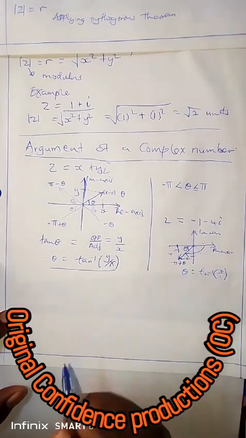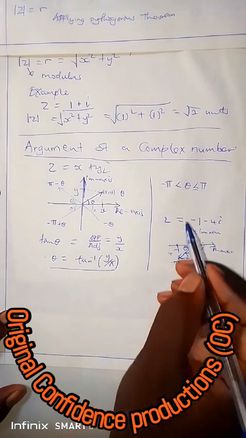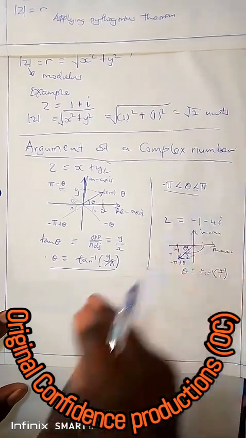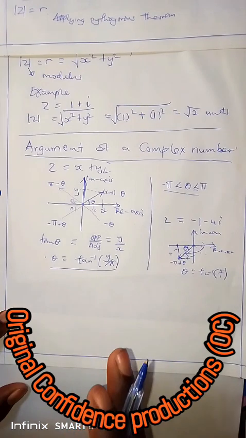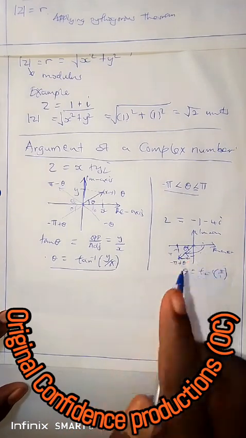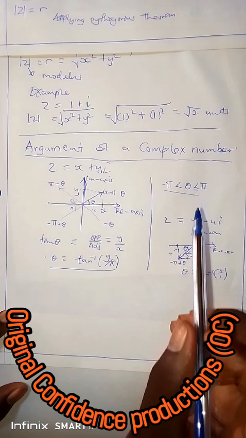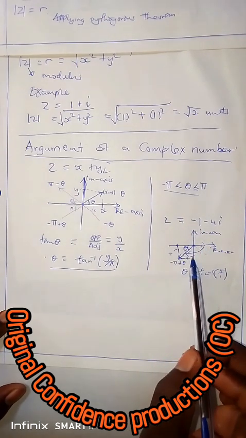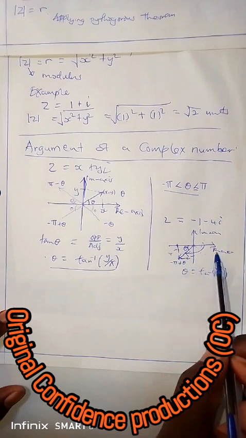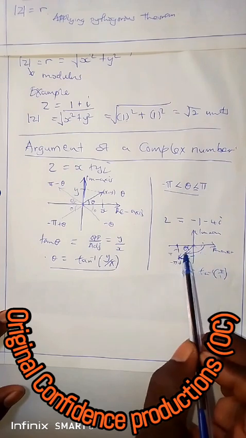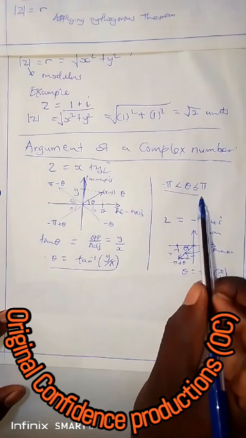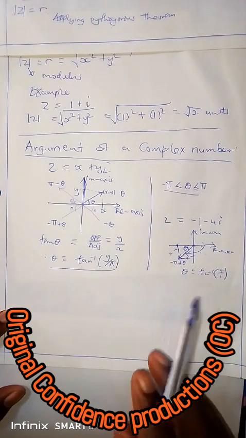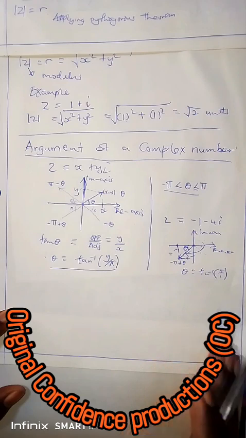So generally, what are we saying? First thing, our angle will lie in this range, the principal argument. Secondly, the principal argument is unique, and it is only 1. Number 3, we always measure the angle from the positive real axis, and we make sure that it doesn't go beyond that range.